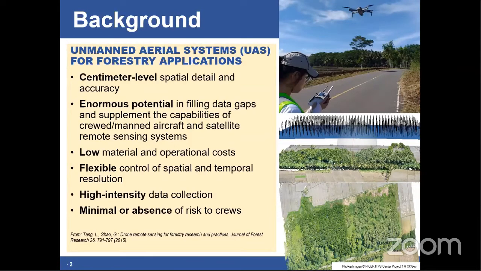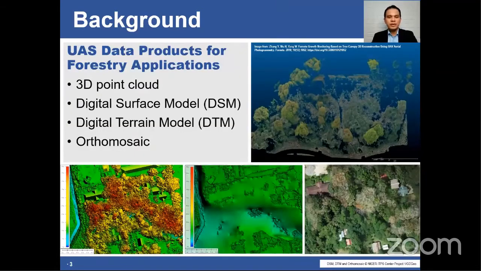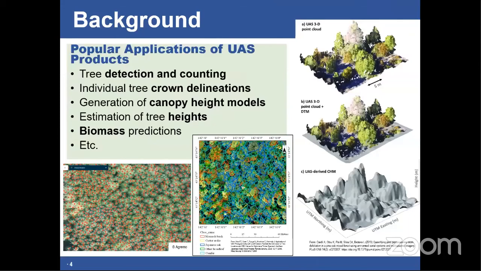One importance of UAS is their potential in filling the data gaps and supplementing the capabilities of manned aircraft and satellite remote sensing systems. Among the data products derived from UAS collected images and utilized for forestry applications are 3D point clouds, digital surface models, digital terrain models, and orthomosaic. Popular applications of these products include tree detection and counting, individual tree crown delineations, generation of canopy height models, estimation of tree heights, and biomass predictions.